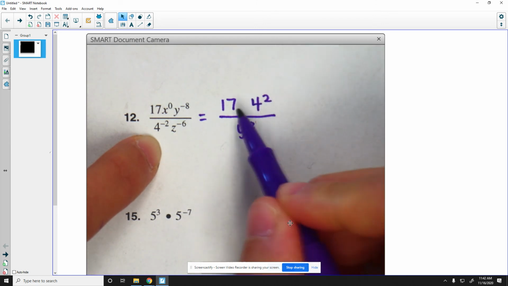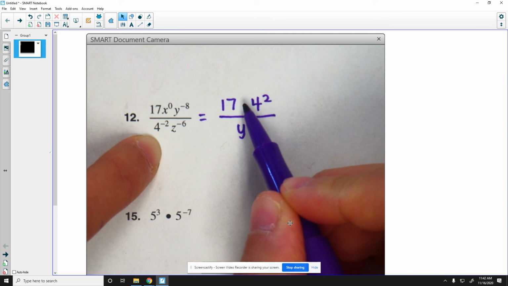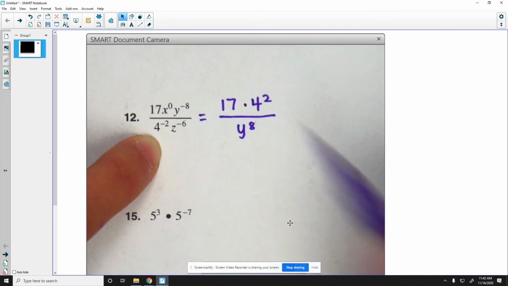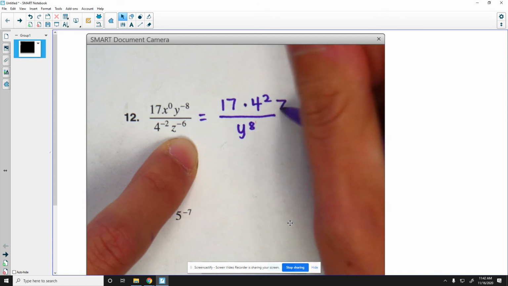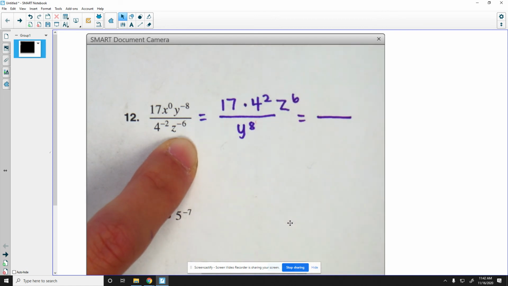If I have lots of numbers on top, then you always know what symbol goes in between. Times, multiply. So it's not like 174 to the second power. It's 17 times 4 squared. Z, stay or flip? Flip. Okay, so now let's clean it up.